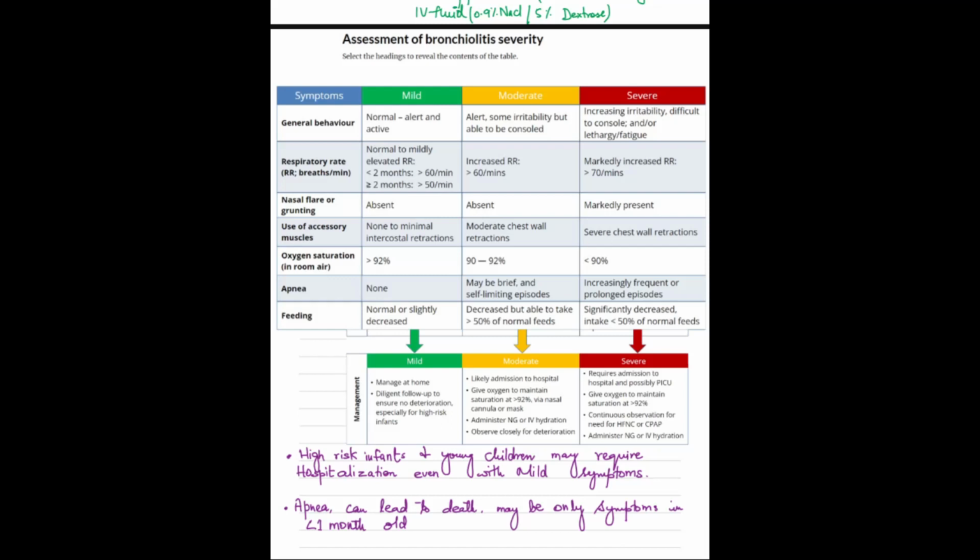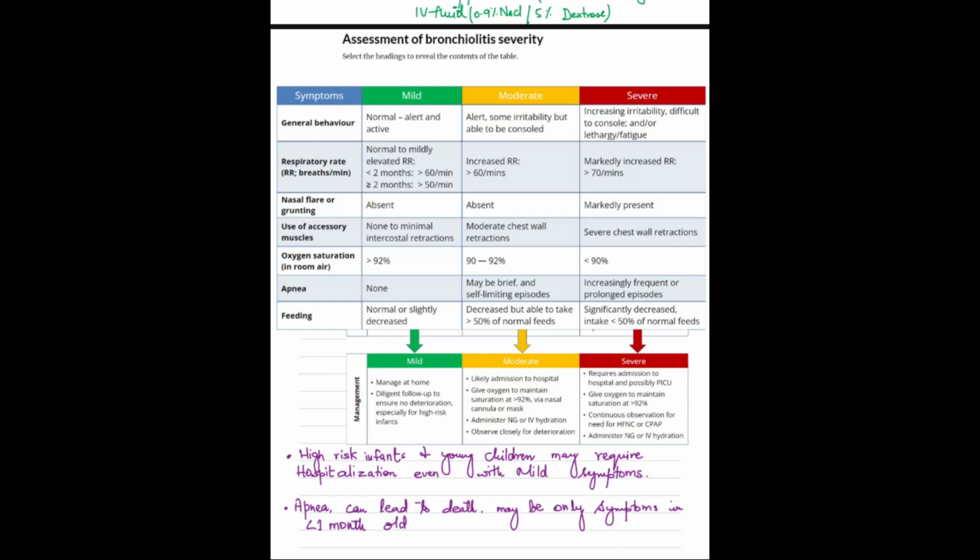Oxygen saturation might go down but not less than 90. That means they don't need any oxygen supplementation most of the time. Apnea, here in the moderate situation, may be brief and a self-limiting episode. Feeding would be decreased but they will be able to take more than 50%. That means in moderate it's more than 50%.